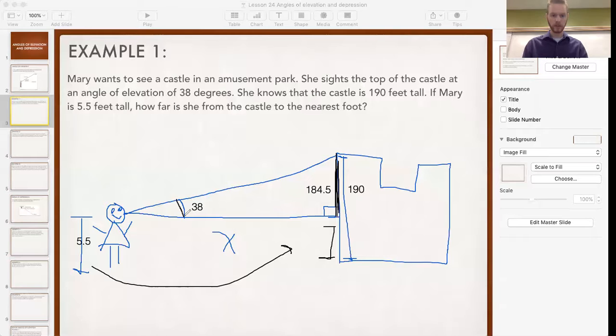Starting from this angle here, this side length, the 184.5, is the opposite side, and the x value is the adjacent. Now, if we go back to SOHCAHTOA, tangent is the trig ratio that deals with opposite and adjacent. So we're going to have tangent. See if I can write that. There we go. That's the setup there.